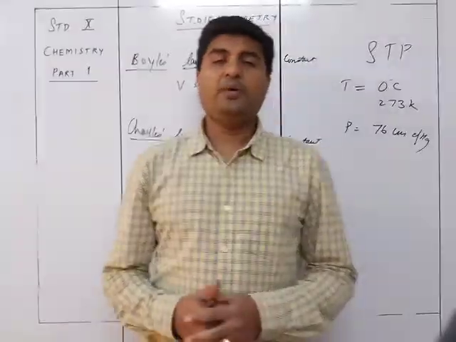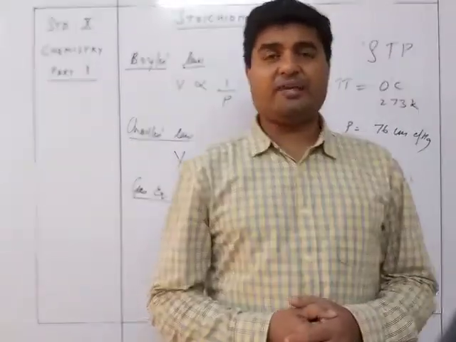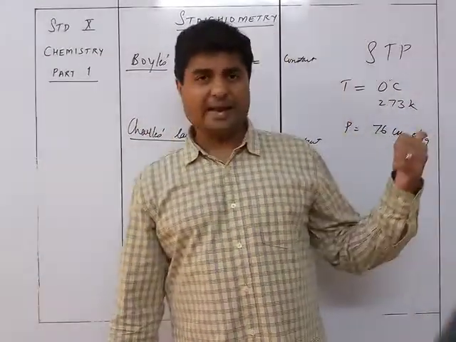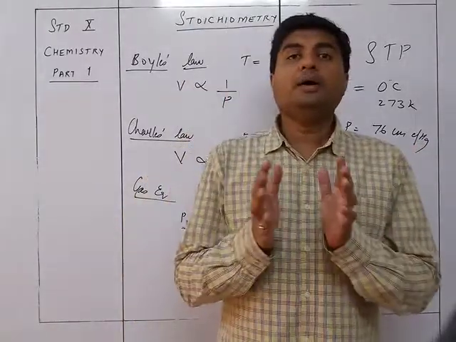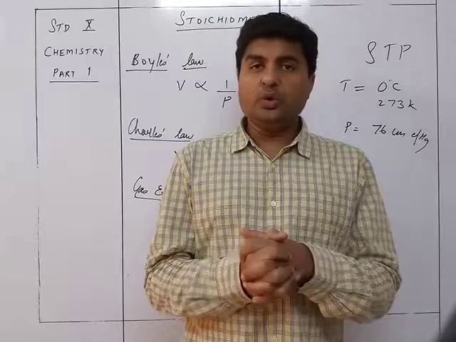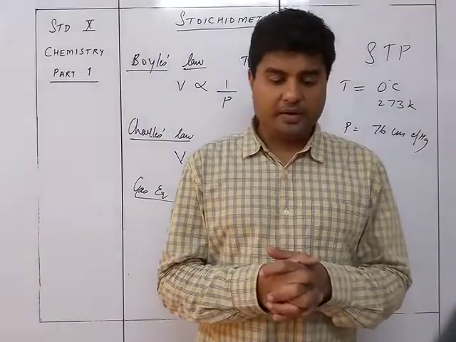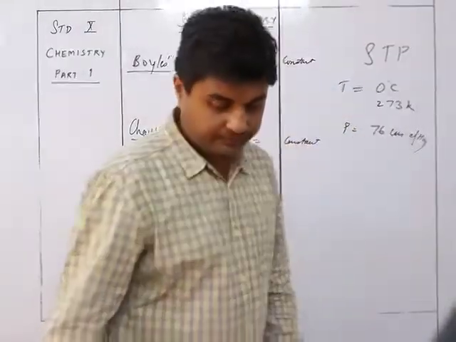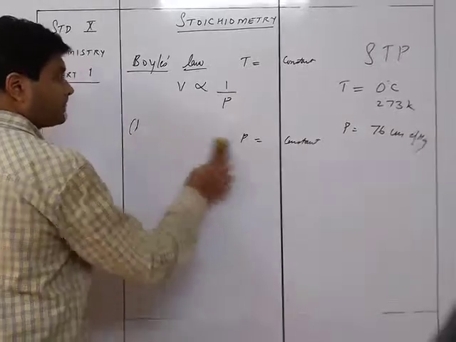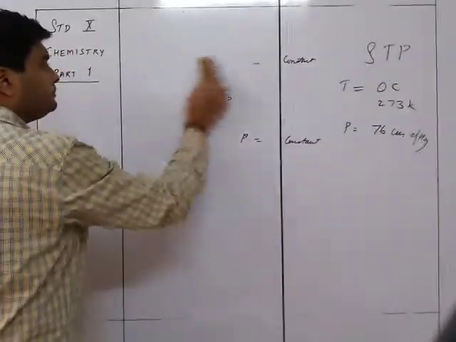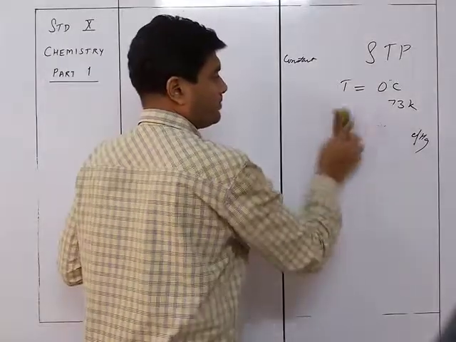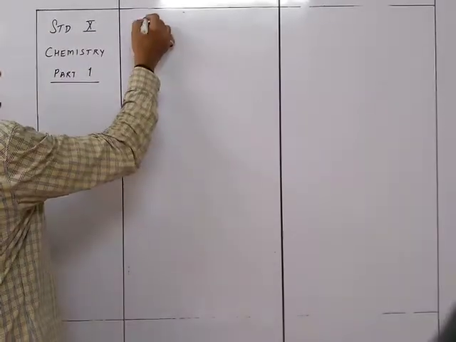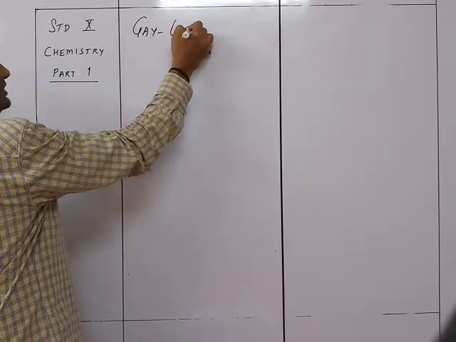So this is what we had already studied in the 9th standard, that is given as Boyle's law, Charles' law and the gas equation in STP. Okay, so now we start with the new thing which is there in stoichiometry. We start with the first thing, and that is called Gay-Lussac's law.